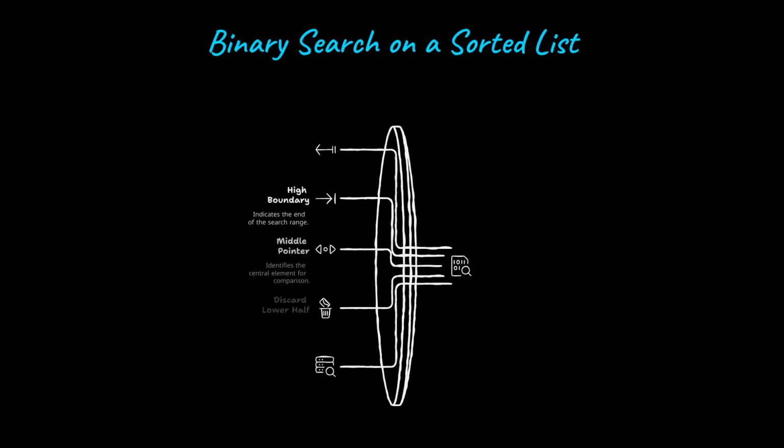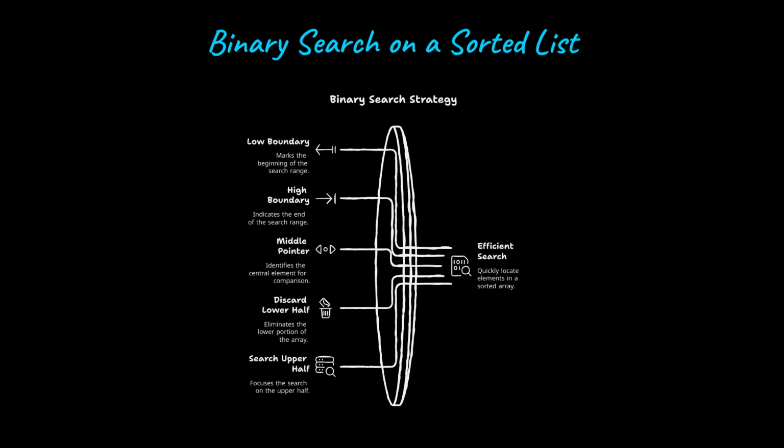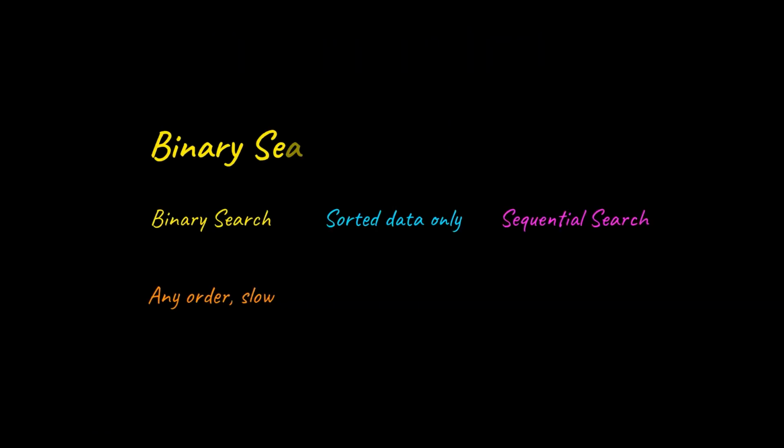The algorithm tracks a low and high boundary. It examines the midpoint between them, then shifts whichever boundary discards the wrong half. This is why sorted order is essential. The ordering tells the algorithm which half to keep.